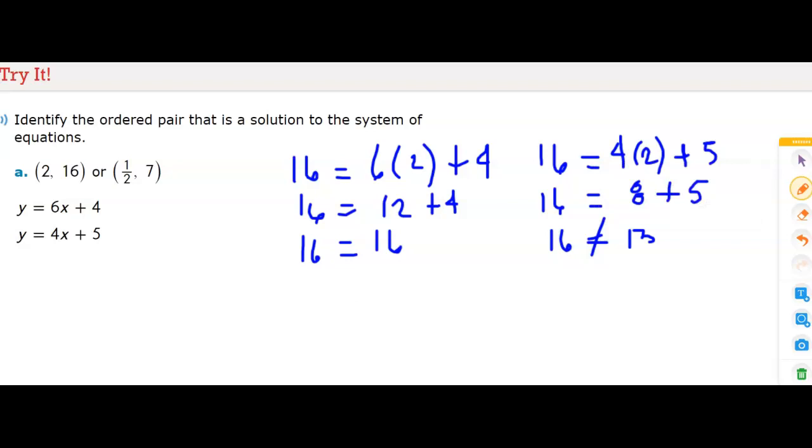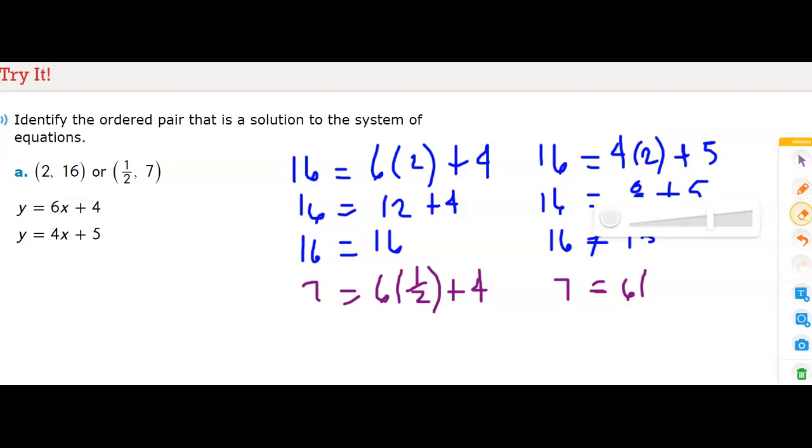Then we're going to look at the second ordered pair and substitute it into the same two equations. So we have 7 is equal to 6 times half plus 4. Then we have 7 equals 6 times, supposed to be a 4. Okay, 4 times half plus 5.